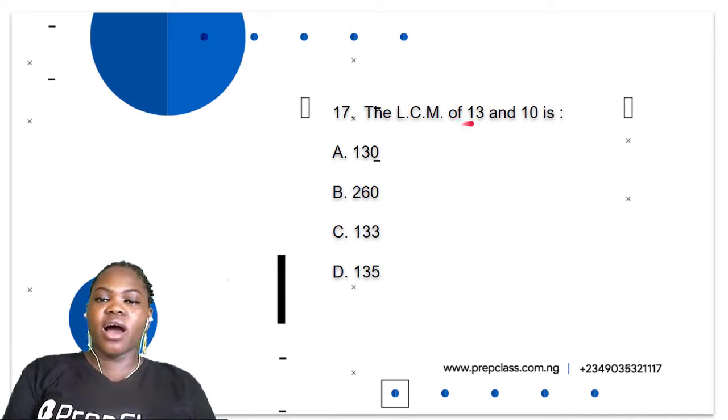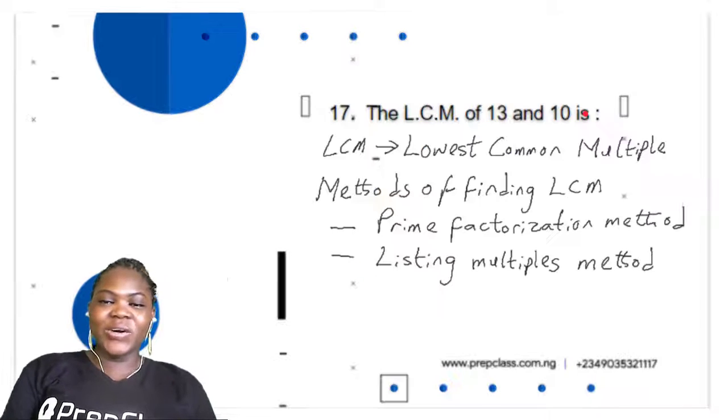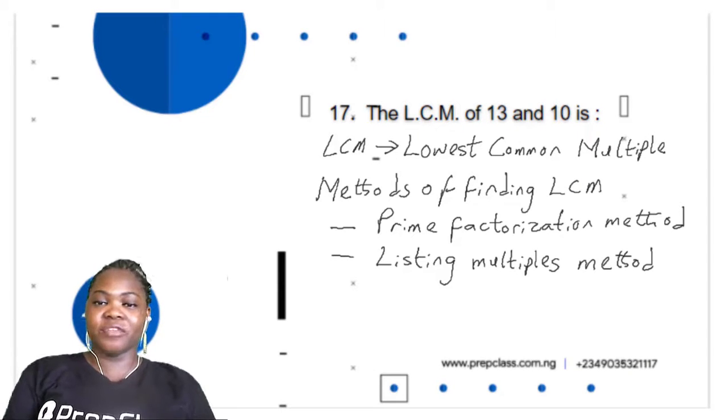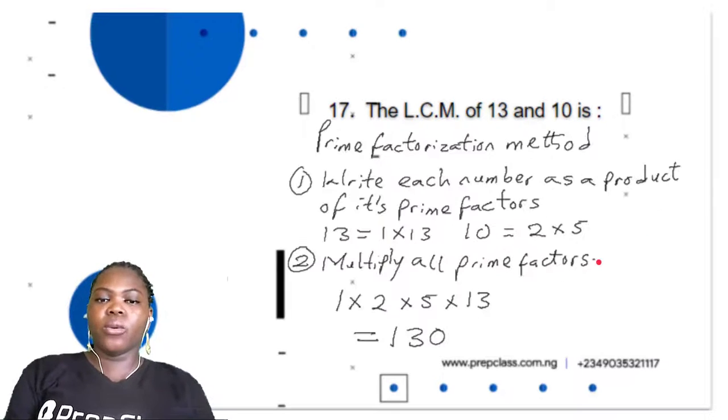The LCM of 13 and 10 is... I love LCM a lot because there are so many ways to perform LCM. Now, what does LCM mean? LCM is lowest common multiple. There are several methods of finding LCM, but the two common methods are the prime factorization method and listing multiples method. In this video, we are going to be using the prime factorization method.